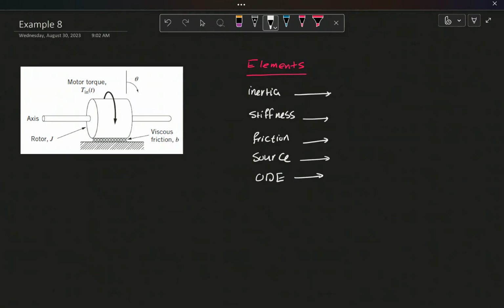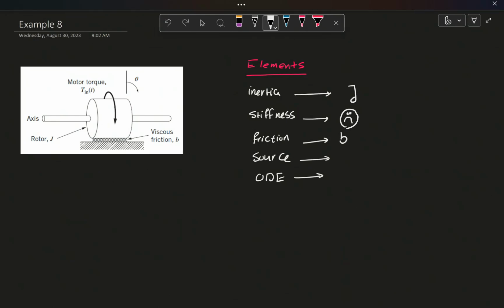you see that since it's mechanical rotation, my inertia element is my mass moment of inertia. So J of the disk, the rotor, is the inertia element. In this problem, I do not have any stiffness element. There are no springs involved. Also, you notice that we are using viscous friction for the bearings. So I'm just going to include it as a friction element.